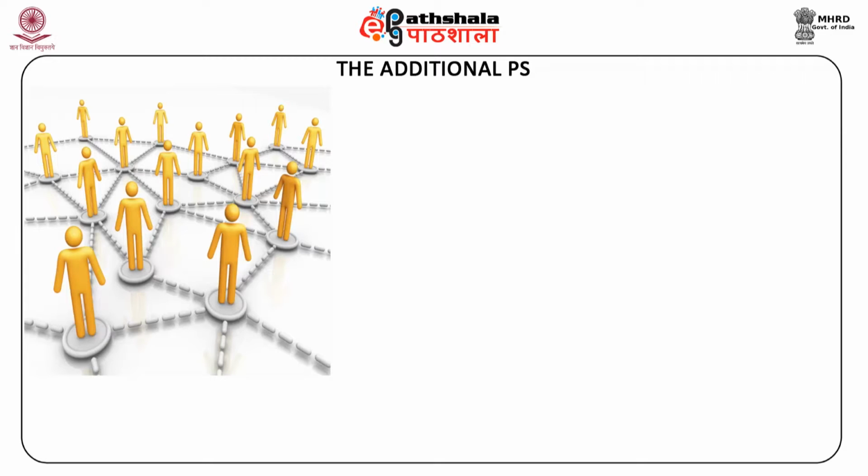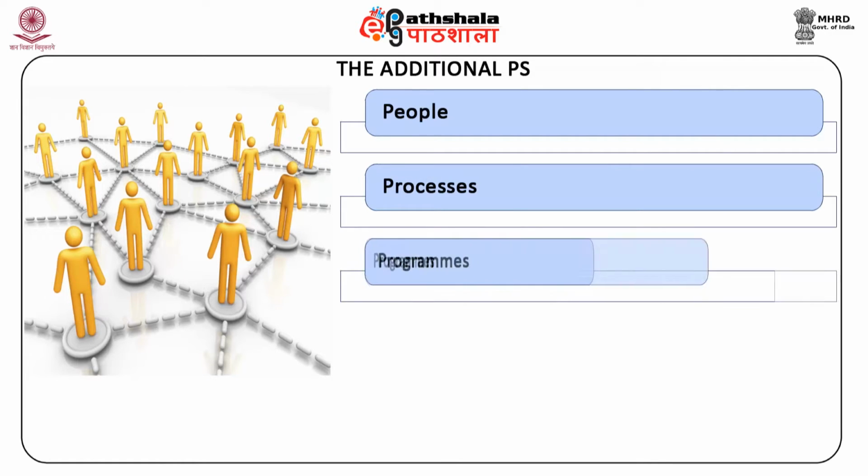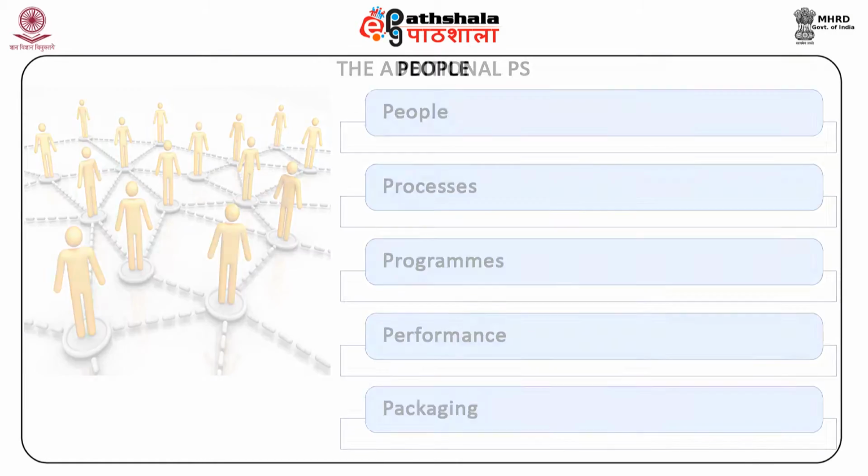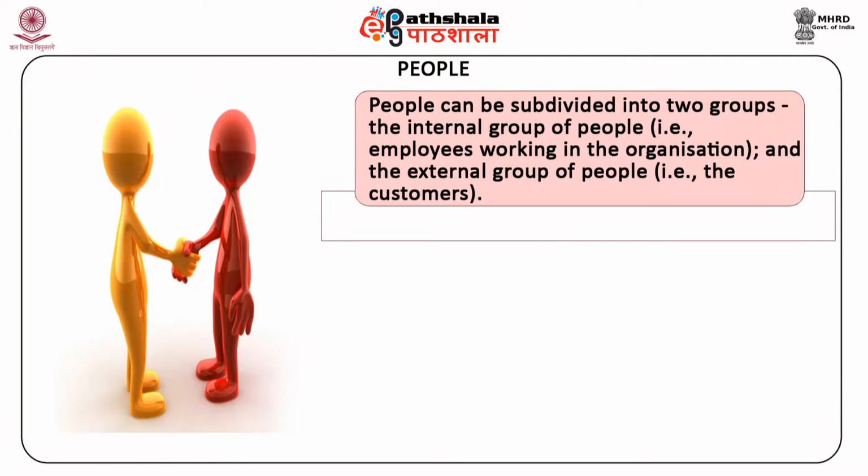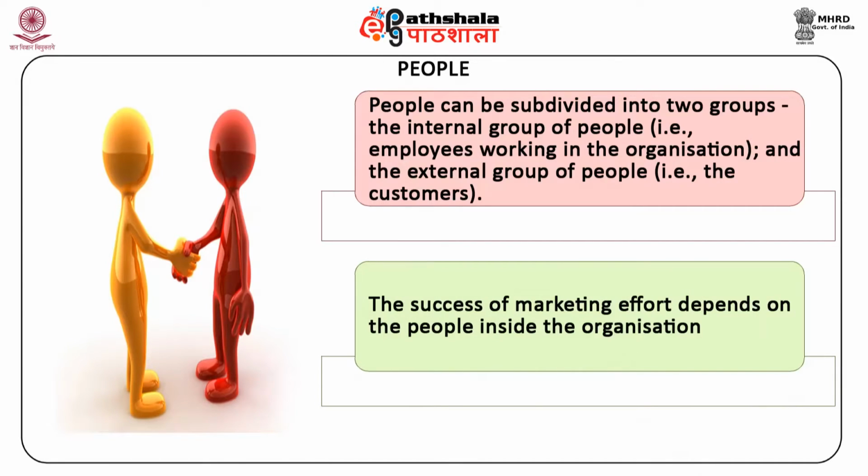The holistic marketing concept demands additional P's of marketing: people, processes, programs, performance, and packaging. People. People can be subdivided into two groups: the internal group of people, that is, employees working in the organization, and the external group of people, that is, the customers. The success of marketing effort depends on the people inside the organization. Moreover, the marketer should understand the external people, that is, the customers, and their needs and wants.